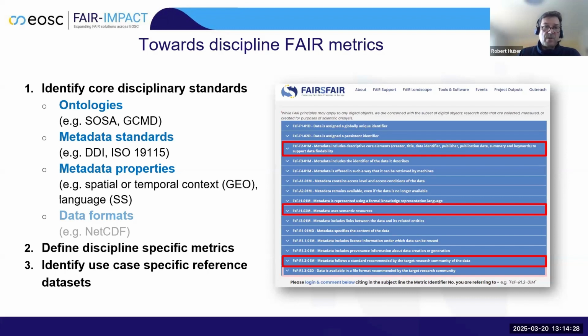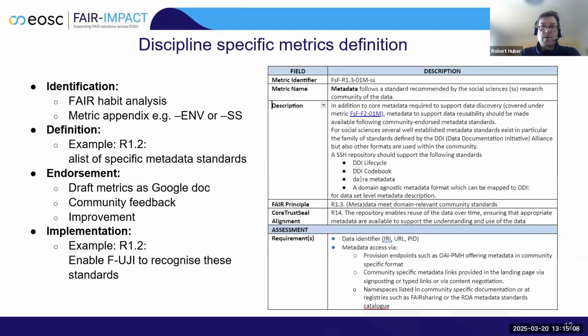In addition, we also identified specific metadata properties which are required for each community. These specifics were then used as the basis to define discipline-specific metrics. In parallel, in particular for the social sciences, we collected reference dataset collections for which we then ran the tests using the newly defined metrics. Ollie will later on show you how this went.